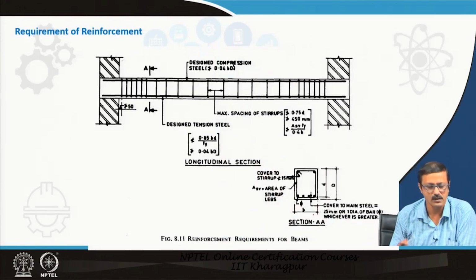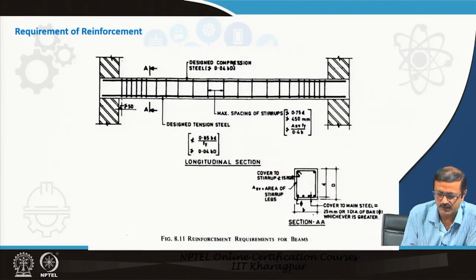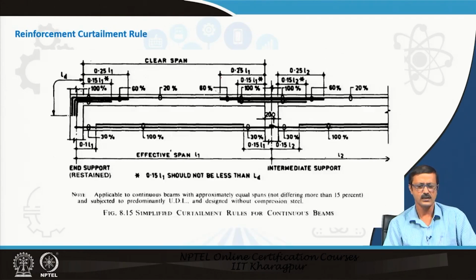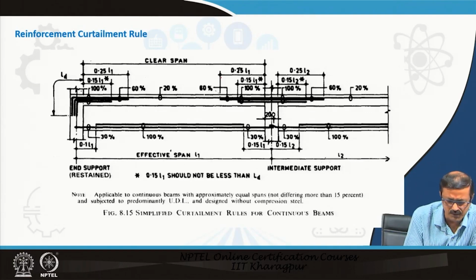This is the requirement of the reinforcement. So, reinforcement requirement is also there. How much will be the tension reinforcement, the minimum and maximum criteria. This B and D, the D is the depth of the beam, and this is the design compression depth. So, everything is mentioned over here. There are curtailment criteria also. So, how much you can curtail.